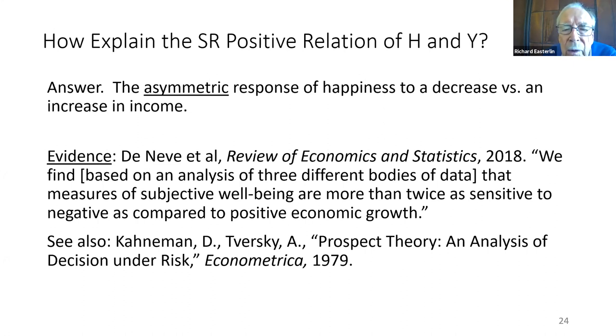Those of you who know the earlier article by, again, two of the major psychologists in this area, Kahneman and Tversky. Unfortunately, Tversky is now deceased. They found, based on comparing people's responses in an experiment, that for a given change in income, people were likely to have twice as large a negative reaction as to a positive change in income. Very much the same sort of result that Deaton and others have found in time series. Next slide, please.